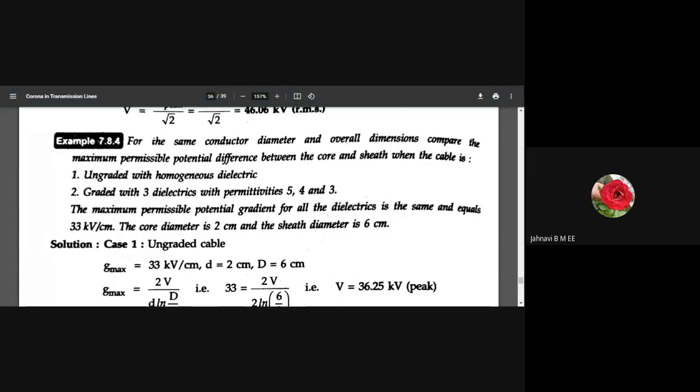Sir, RMS value is 46.06 kilovolt. Okay. Peak value is? Peak value is 65.13 kilovolts. Correct, Janavi. So that's the way which you are going to find out the value of the peak value. Why is it peak value? We have got it as G1 max, which is a peak value. So in order to find out the RMS value from the peak value, we are going to divide it by √2. Considering it to be an AC sinusoidal, we are going to divide it by √2. So moving on to the next problem.